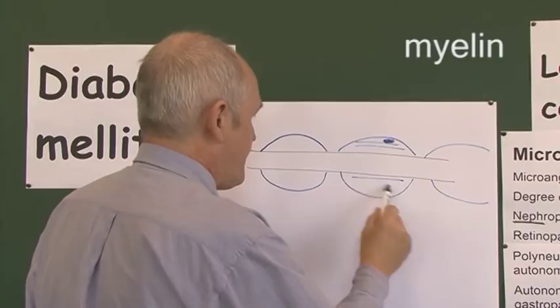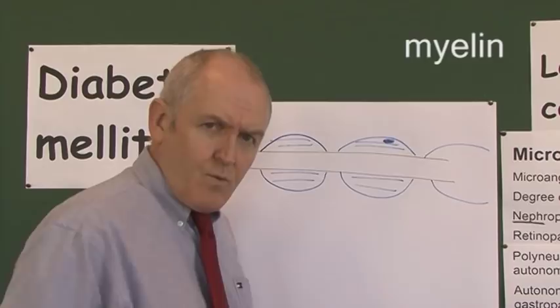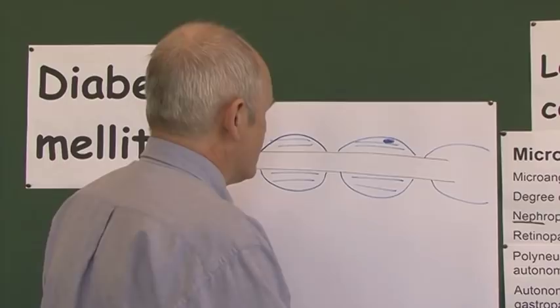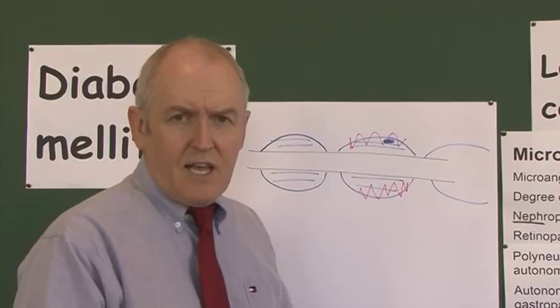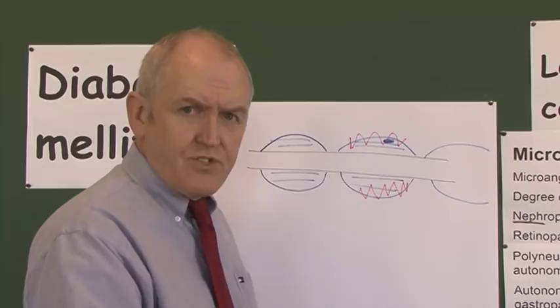So what's going wrong here? Well, one is there's a direct metabolic effect on these Schwann cells. So you can get degeneration of the Schwann cells themselves. But of course, remember these patients also have macrovascular and microvascular disease. And both of those can reduce the circulation to the neurons, perhaps particularly the microvascular disease.